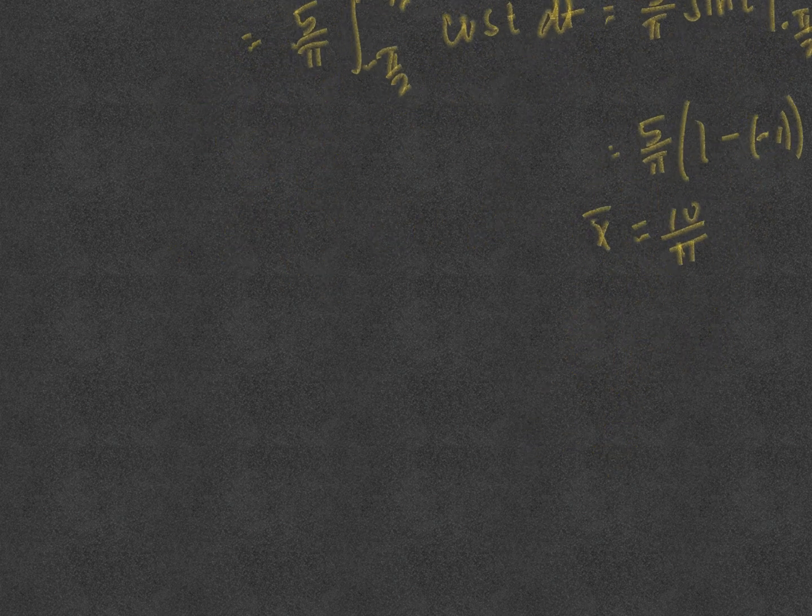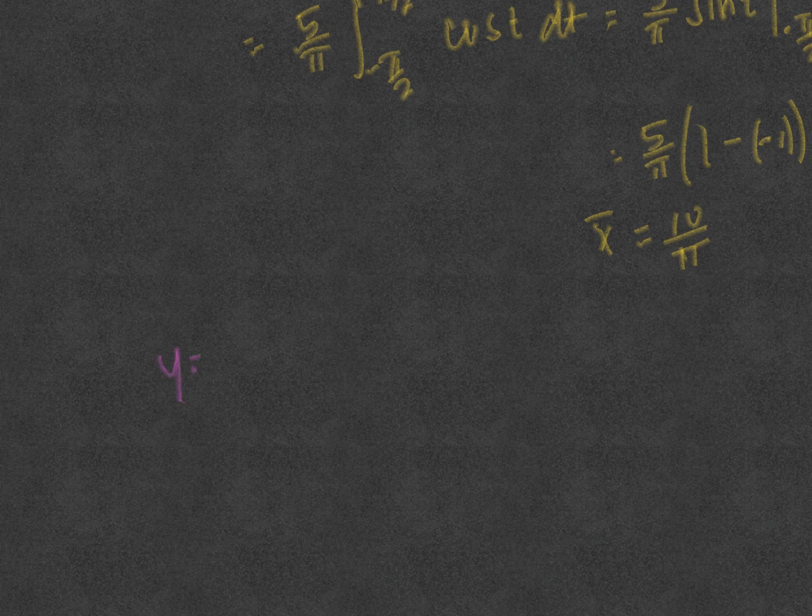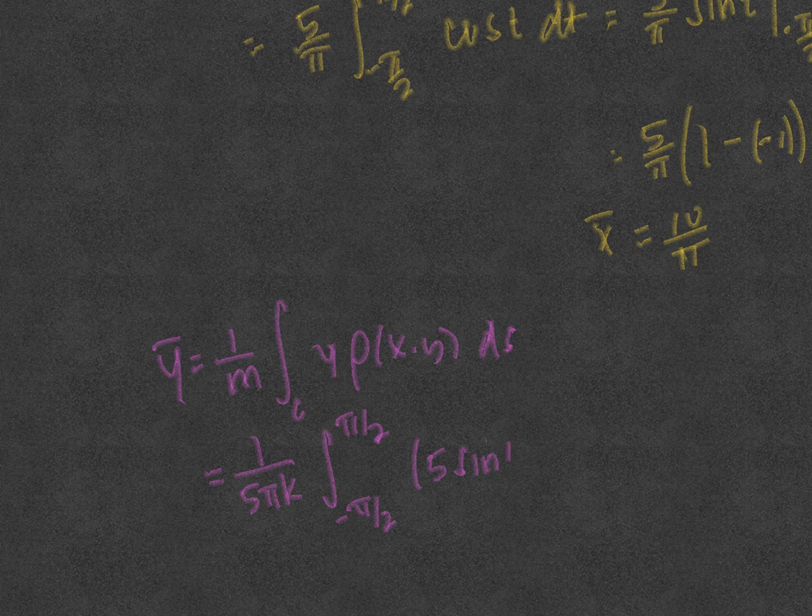Now we're going to find the y value. We say y bar is equal to 1 over m times the integral over C of y times rho of x, y with respect to the arc length. Using what we have above, m is 5 pi k. We have the integral from negative pi over 2 to positive pi over 2, and y is 5 times sine of t, and the rho is k. And we know that the square root of all that mess is 5, with respect to t.